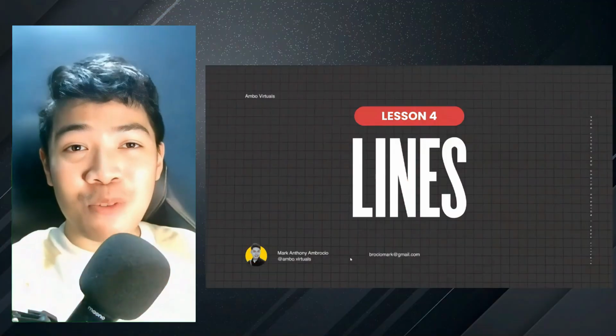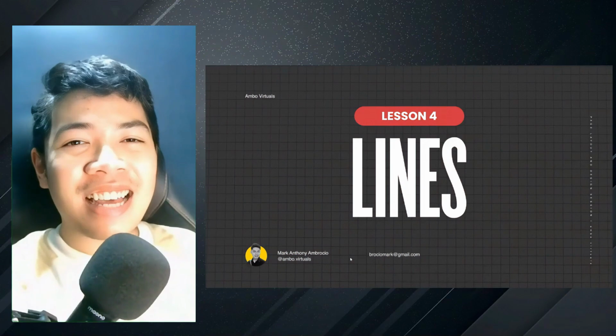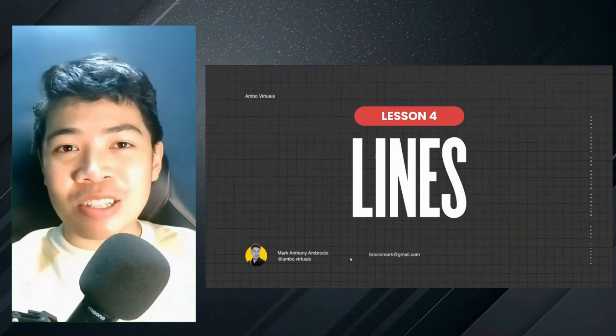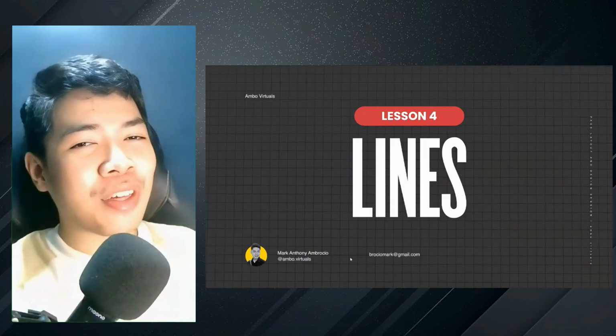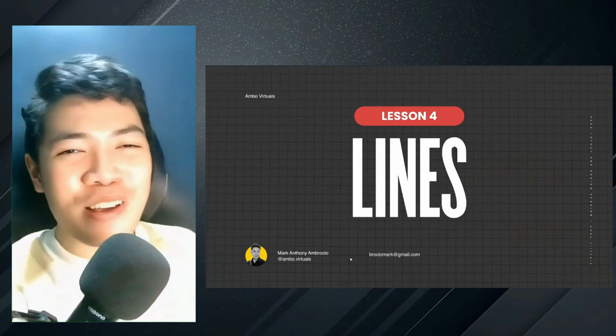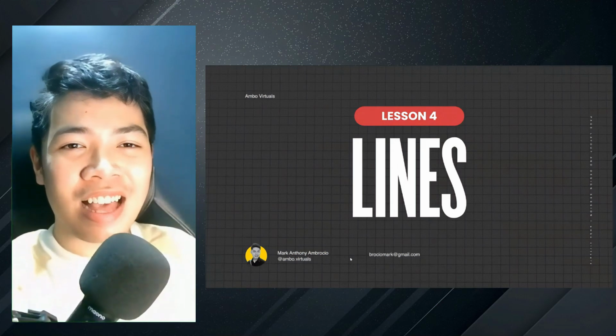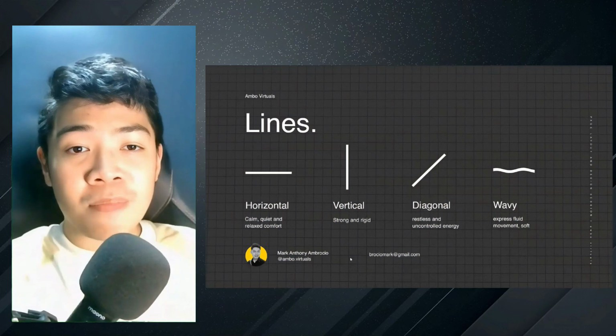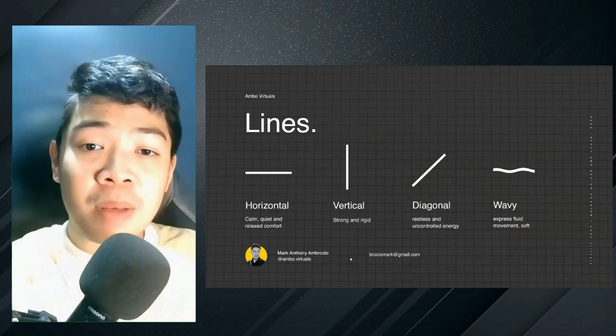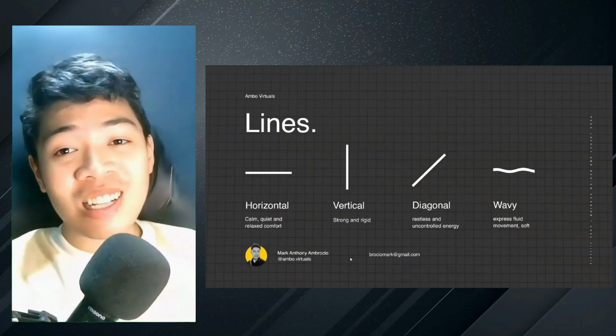So for lesson 4, we will talk about lines. Hi designers, this is Ambo, and today we will talk about an in-depth, not just basic things about lines. This is a very exciting lesson, actually. So let's start the discussion by examining one of the fundamental elements of design, lines.